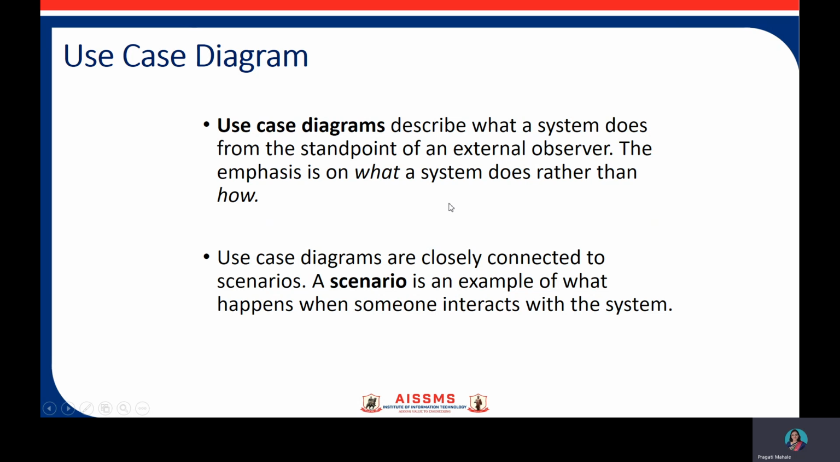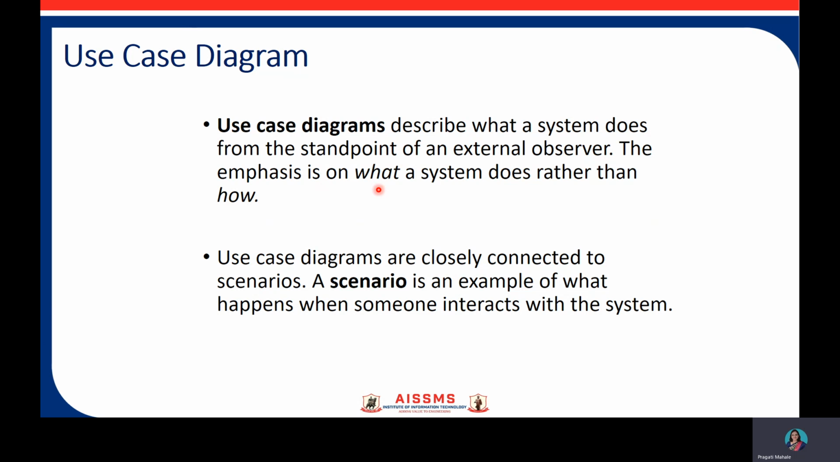So a use case diagram describes what a system does from the standpoint of an external observer. Here, the emphasis is on what the system does rather than how. So we are not going into any details about the internal functionality or the implementation of the system at this level. Using use case diagram, we emphasize more on the design part of the system. We emphasize what the system is about rather than how the system is going to work.